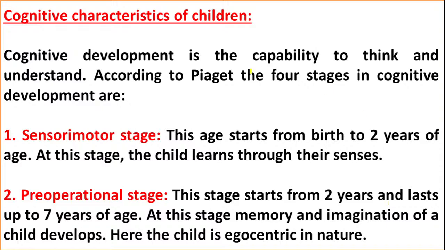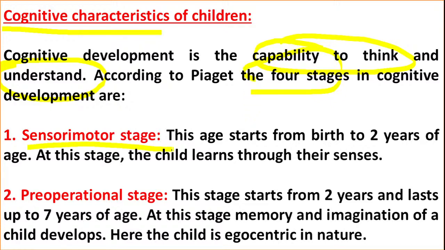So next, let us see some cognitive characteristics of children. Cognitive development is the capability to think and understand. Please remember, cognitive development means developing the capacity of thinking and understanding. According to Piaget, there are four stages in cognitive development. Yes, the first one is the sensory motor stage. This age starts from birth up to 2 years.